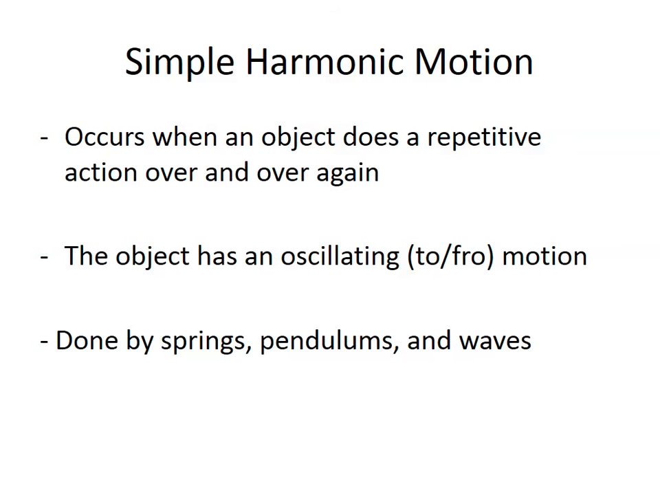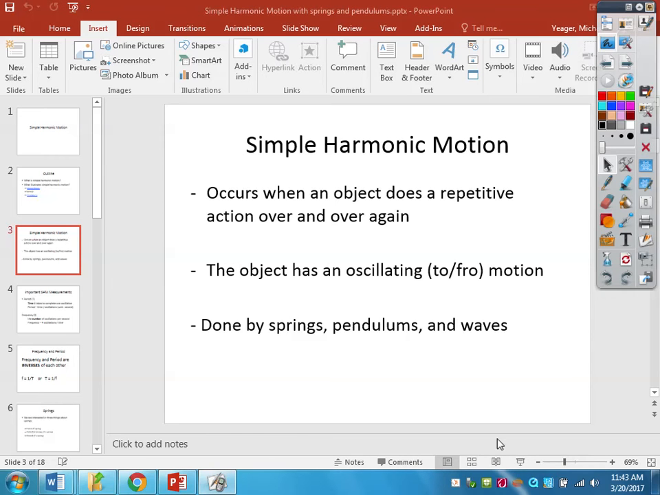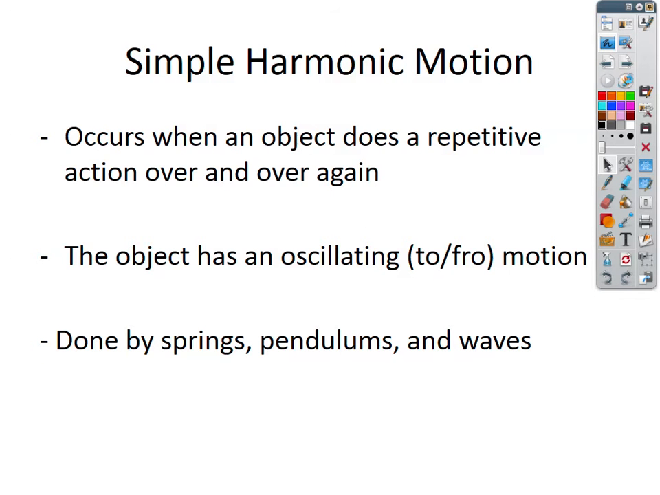So, what is simple harmonic motion specifically? It occurs when an object does a repetitive action over and over again. What does that mean? Basically, what we're saying is that the best example is that wave motion, that up and down wave motion that you can put on a graph. But also, just think of a pendulum. It goes back and forth over and over and over again.